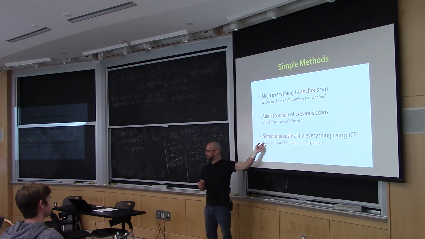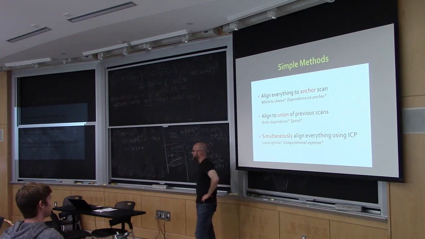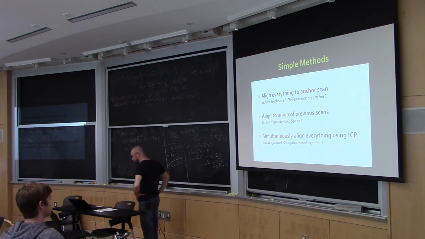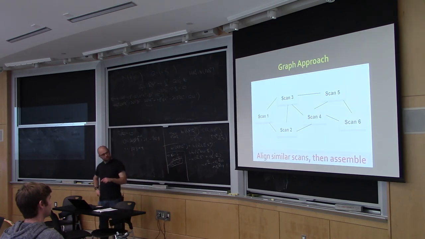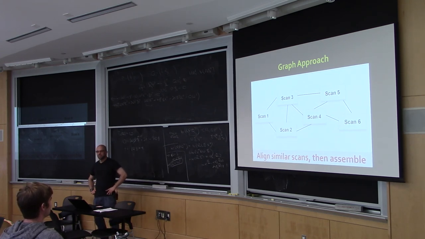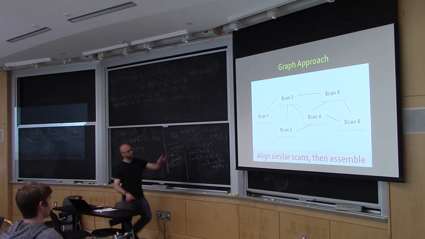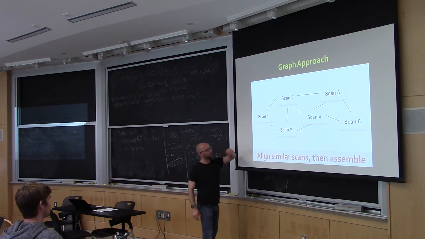Maybe you take that old ICP objective function and you just sum it over all pairs of shapes and you try to optimize in some crazy way. Right? These are all different things people have done. One kind of interesting one is to build a graph over the set of scans. So maybe you notice that certain pairs of bunnies seem to align quite easily. So you might as well align those pairs with one another. And this is not necessarily a reflexive relationship or whatever.